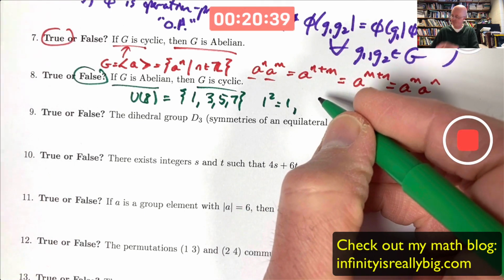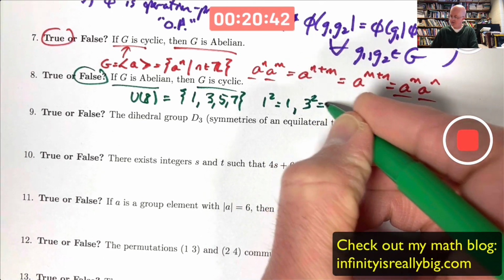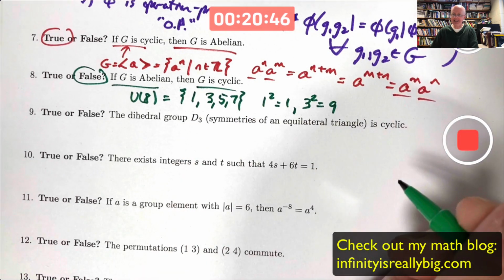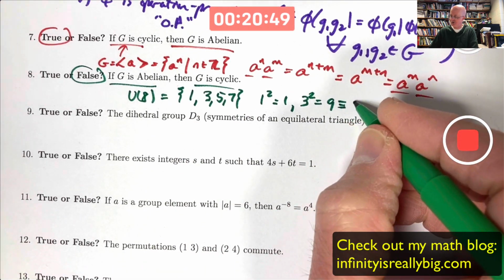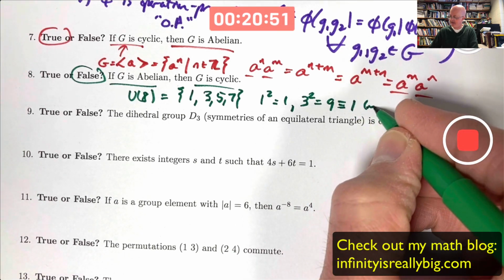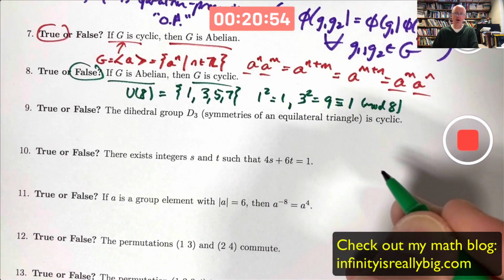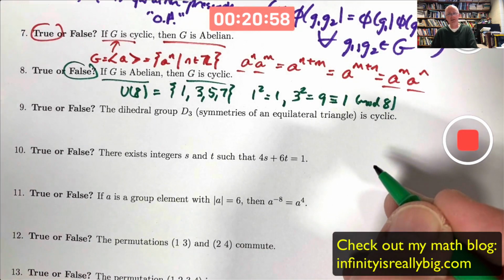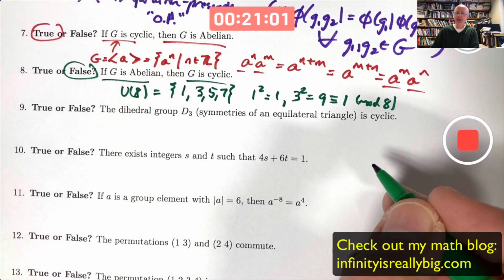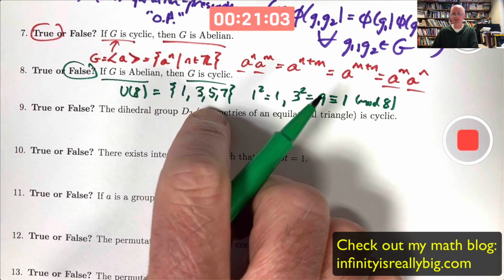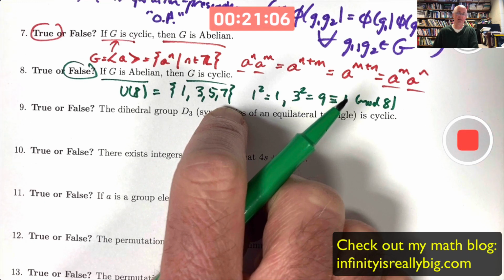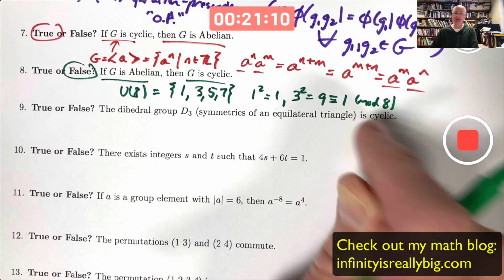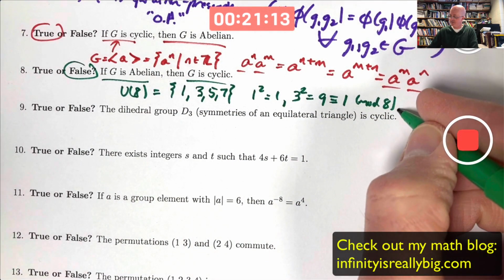3 is not a generator. 3 squared, of course, in the regular integers is 9, but mod 8, that's equivalent to 1 mod 8. 3 squared is 1, and that means 3 cubed is back to 3, and 3 to the 4th is back to 1, and 3 to the 5th is back to 3, etc. And you're not ever going to get 5 and 7 as powers of 3 when you do mod 8 arithmetic. So 3 is not a generator. 5 and 7 are not generators either.